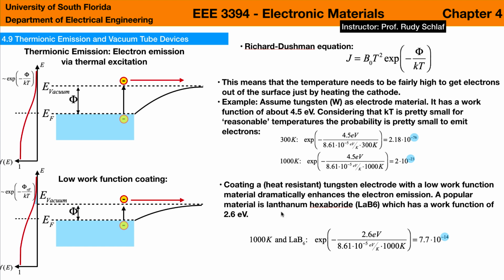A popular material for coating tungsten electrodes is lanthanum hexaboride, LaB6, which has a small work function of only 2.6 electron volts. And if I do the calculation again for 1000 Kelvin and this low work function material, we get now 7.7 times 10 to the minus 14. So if you compare it to the minus 76 here, we have more than 60 magnitudes different, which is very substantial.